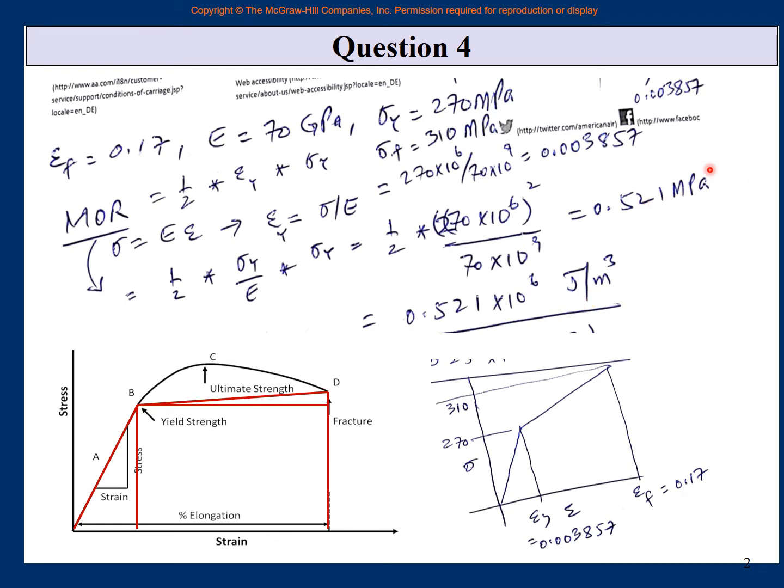But don't write it as megapascal. It does not mean anything. You see, the calculation is right, but megapascal or pascal is the unit of pressure or stress. This is not a stress. This is energy required per unit volume, right? Modulus of resilience, modulus of toughness. So the answer is the same, 0.521, but it is not megapascal. It is megajoule per meter cube.